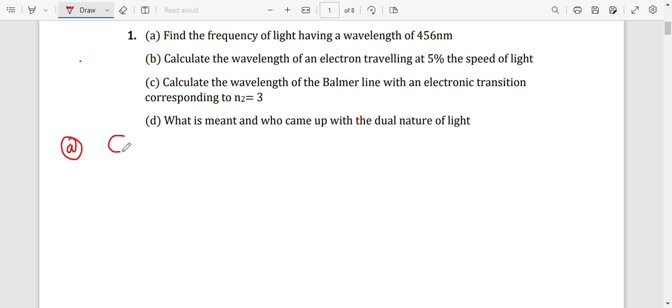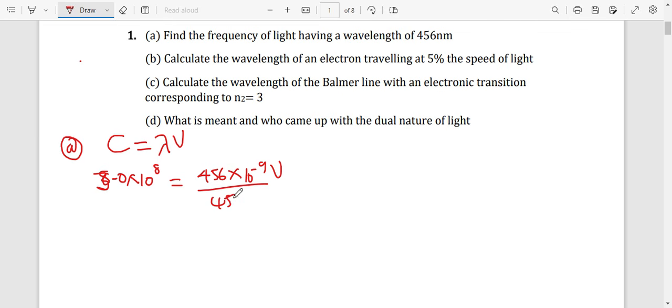So speed of light is wavelength times frequency. Speed of light is 3.0 times 10 to the power 8. That is equal to wavelength 456. Nano means to the power negative 9. So convert it to meters. So I've converted to meters and then multiply by frequency. So simply divide both sides by this value.